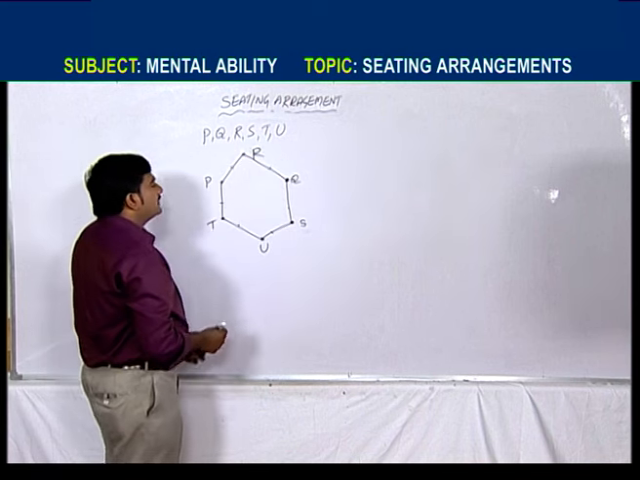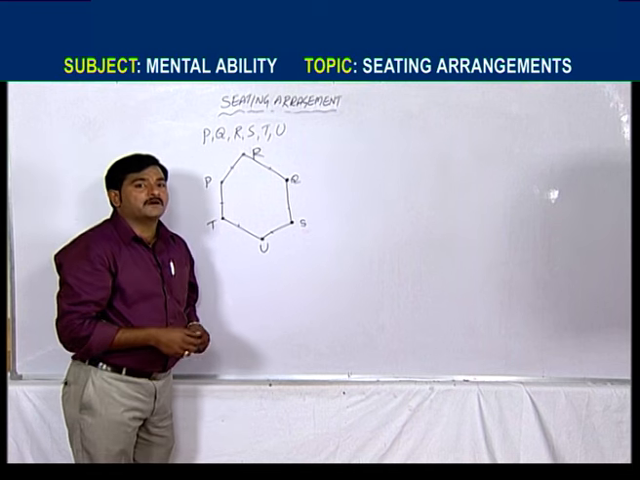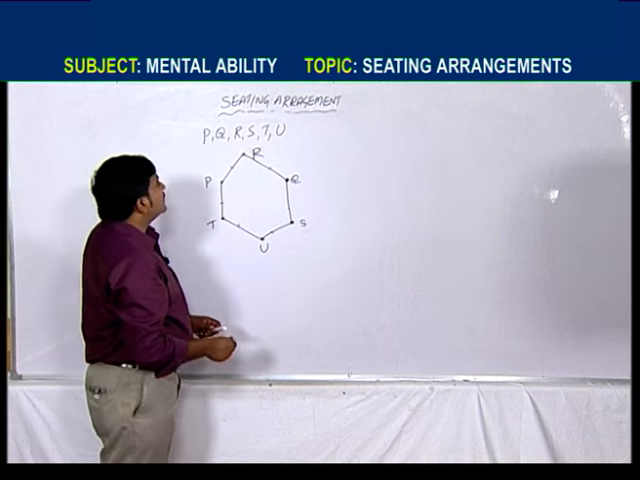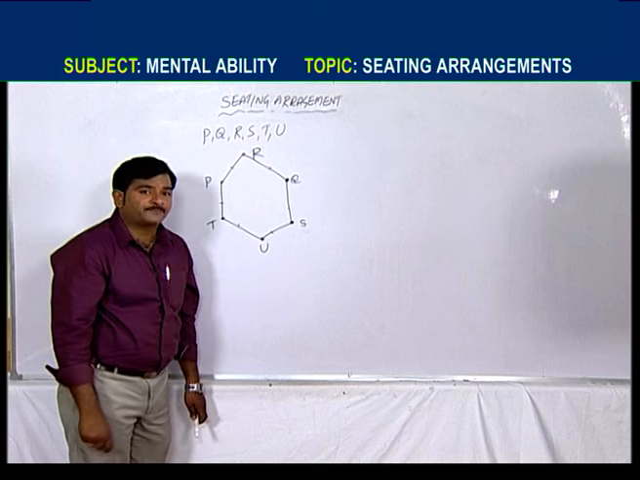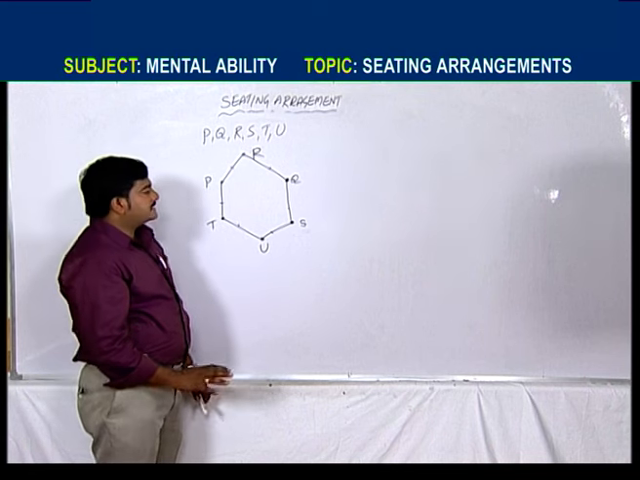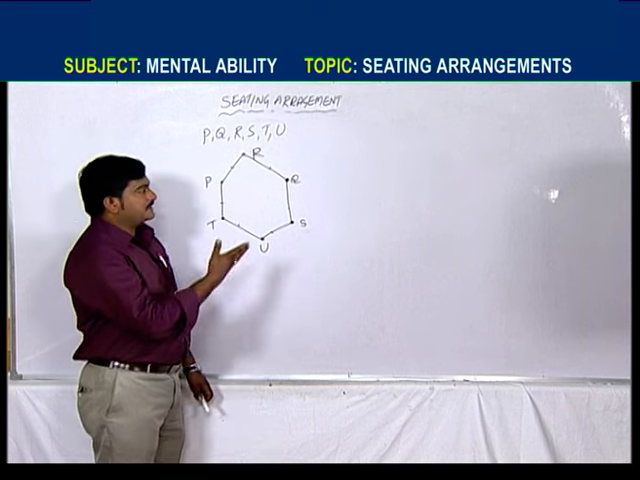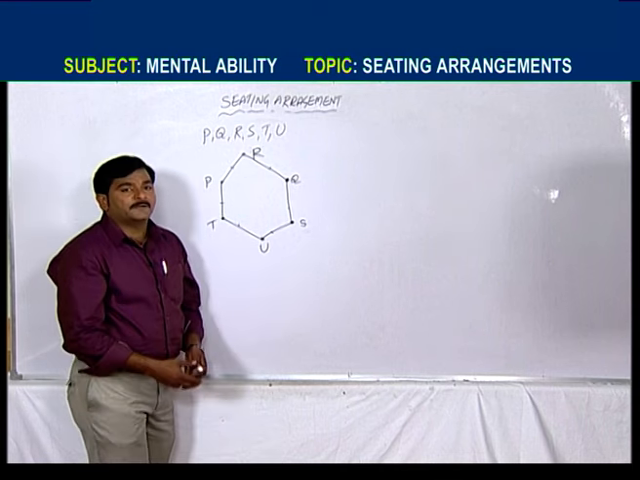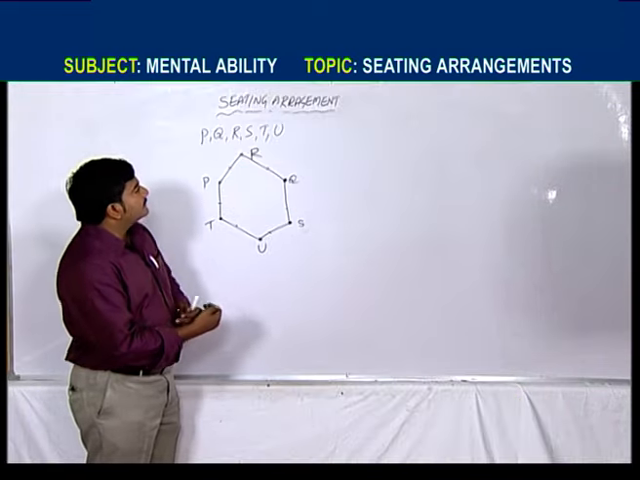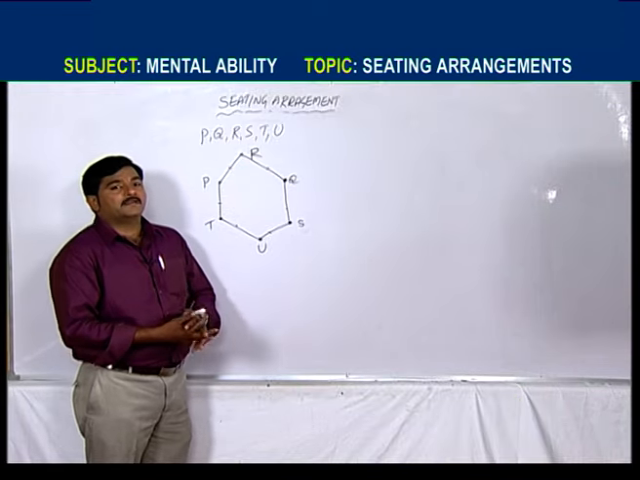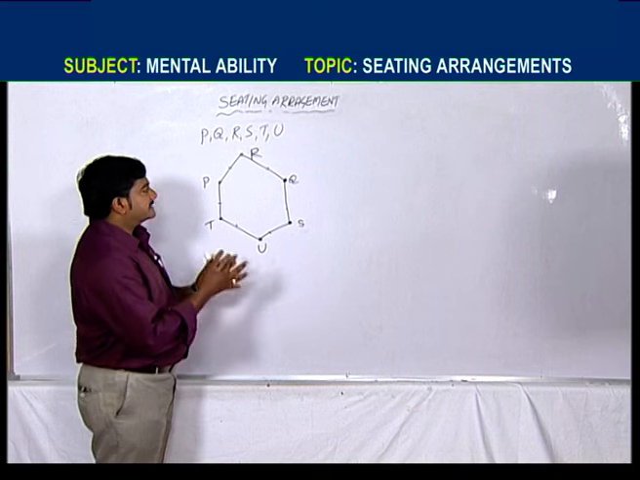Okay, this is the final arrangement of the given six friends P, Q, R, S, T and U. Based on these concepts, we are going to see some questions and solve them. So this is the final arrangement of the six friends in a hexagonal table.